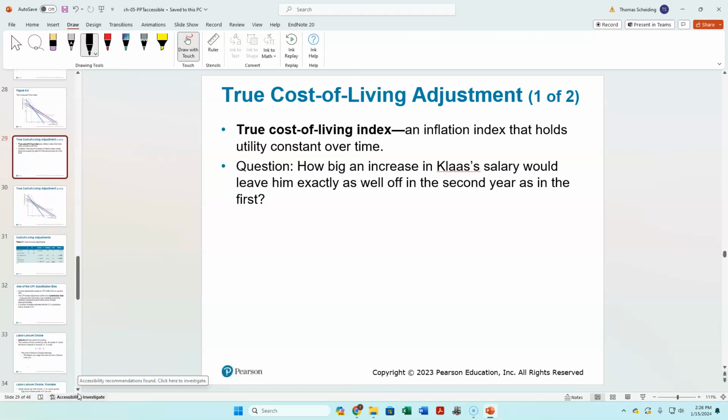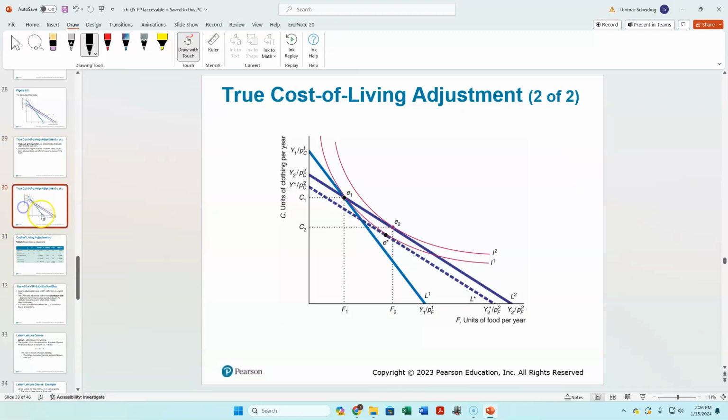And so what that generates for us is a legitimate question of how much would we need to change an individual's income to leave them just as well off in the second year as the first. So I would need to, in essence, raise their income levels by the cost of living index, that inflation index that we're working with here. The idea being, right?